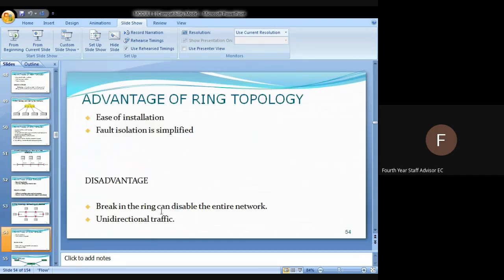Now, what are the advantages and disadvantages? Ease of installation: you can install it easily, and you can also configure it in an easy manner. Adding or deleting a device requires changing only two connections. Since we have a point-to-point connection, if you want to delete or add a device, it requires changing only two connections.